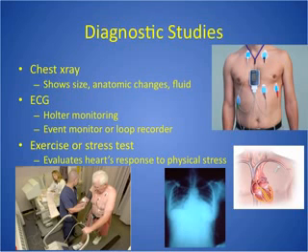So we're going to cover all of the basic diagnostic studies that we see in cardiovascular. We'll start with the simple things. Chest x-ray. Remember that chest x-ray only shows us certain things. It shows us size, anatomic changes, and fluid that might be around the heart or the lungs. So the picture that you see there shows actually severe heart failure. So it doesn't tell us where there's damage in the heart muscle.